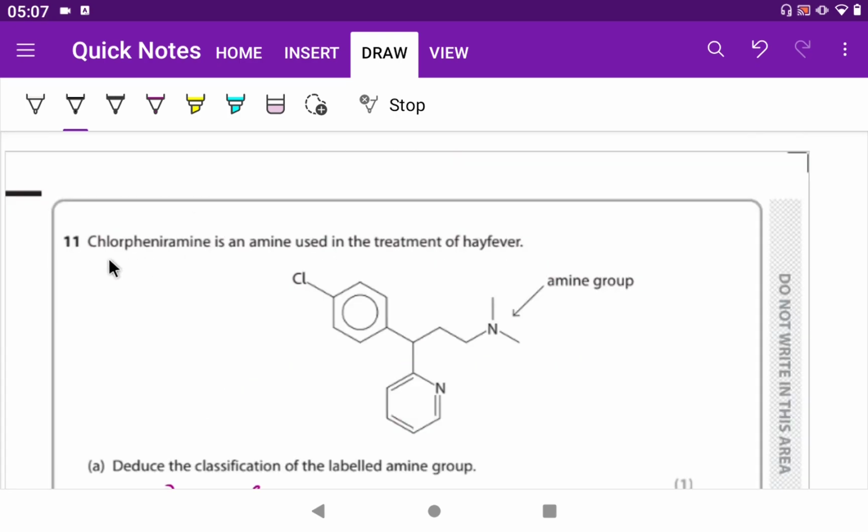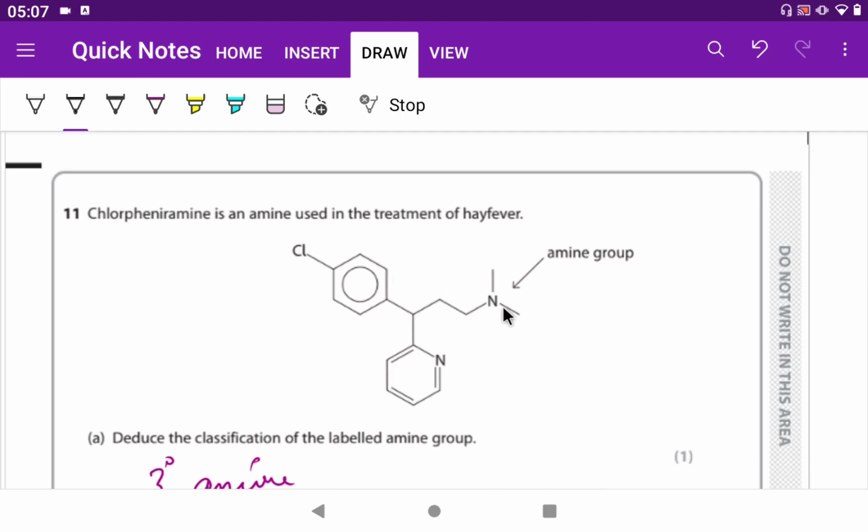Question 11. Chlorphenamine is an amine used in the treatment of high fever. So we have to mark this group. Deduce the classification of the labeled amine group. It's a tertiary amine because it is connected with 3 carbon groups. See, this is methyl, this is methyl, and this is complete. So it's a tertiary amine.